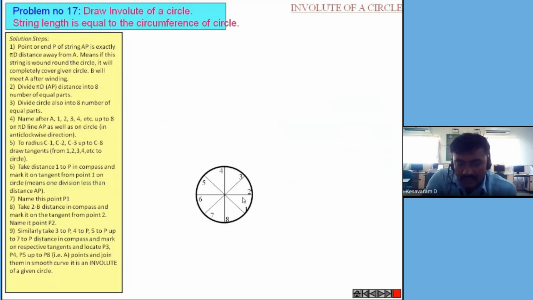Okay. We are not using a protractor or compass, anything. With the usage of the mini drafter alone, we can split the circle into 8 equal parts. Okay.